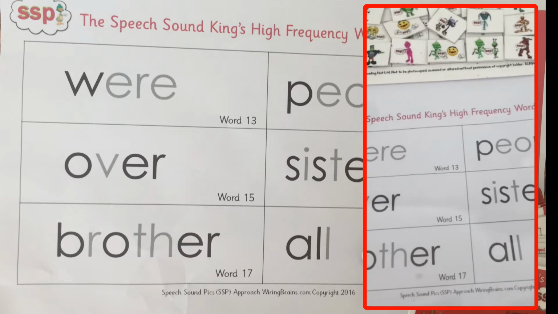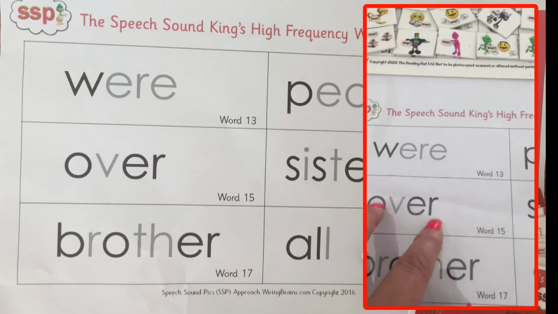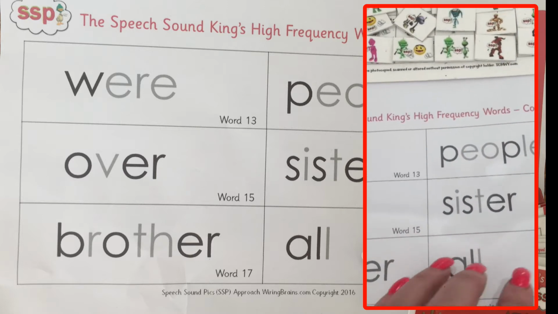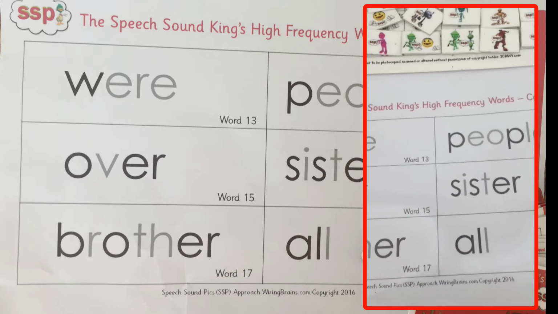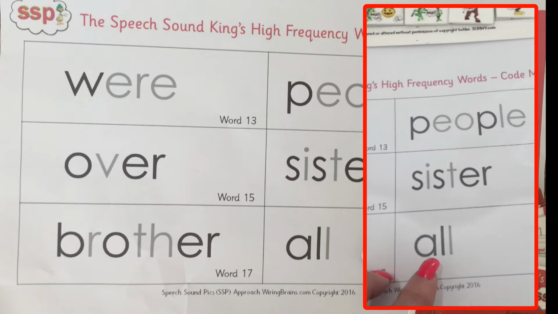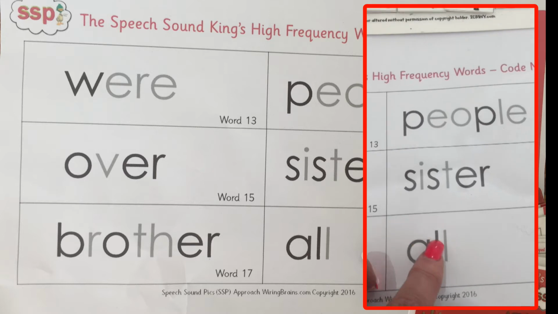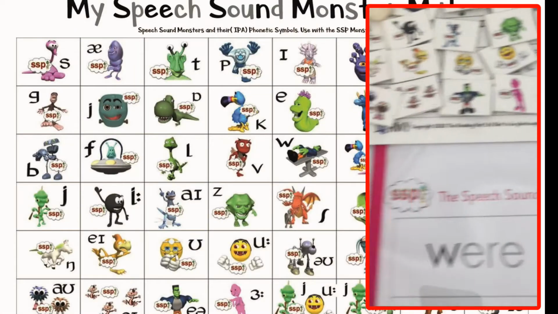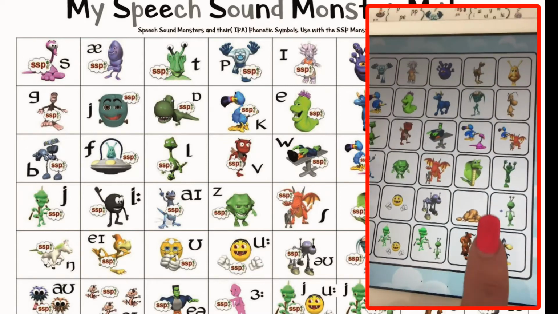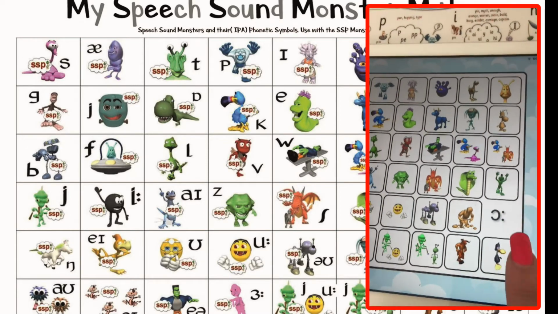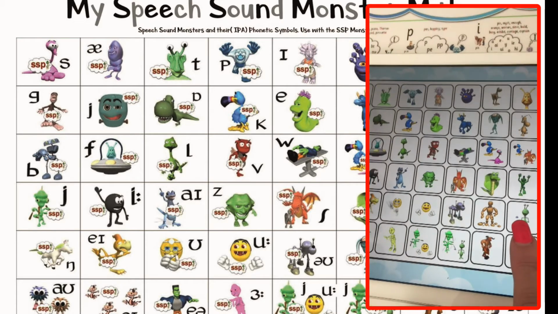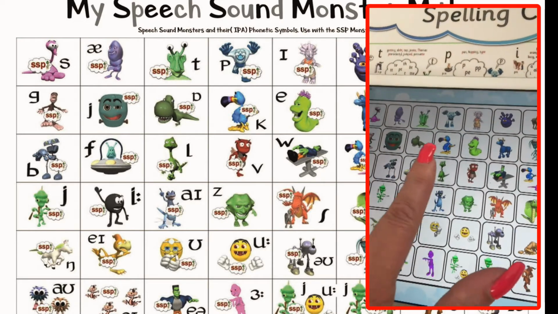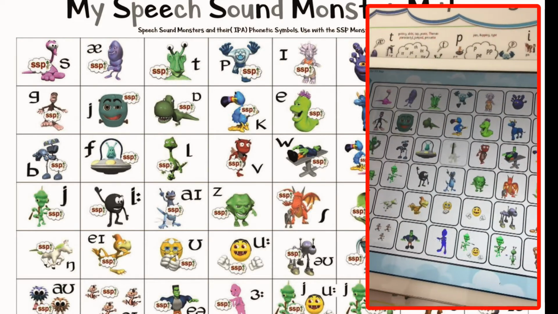Now what I then found was that it's all very well showing children where the phoneme to grapheme splits are, but how do they know how to say the words? How do they know, for example, that this is or and this is all? So I created my speech sound monsters. Or. That's the phonetic symbol for or. All. That's the phonetic symbol for all.